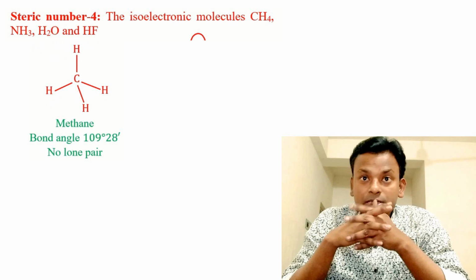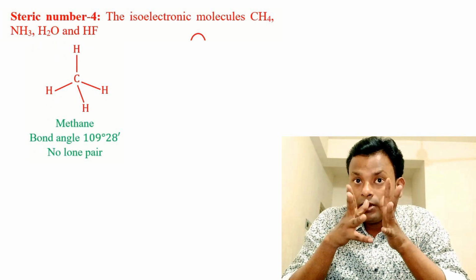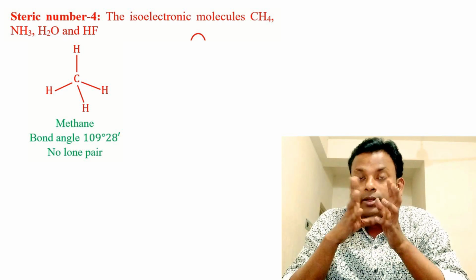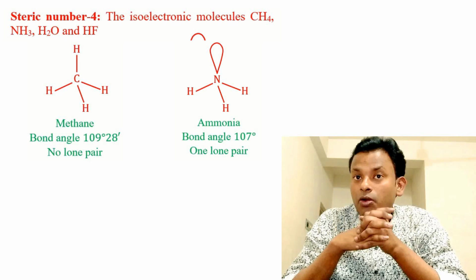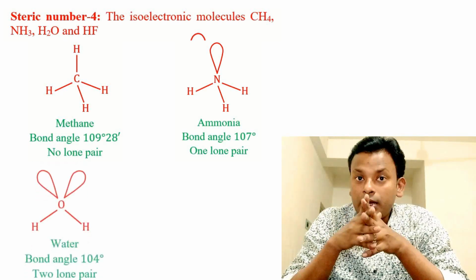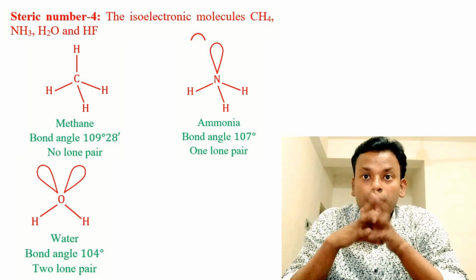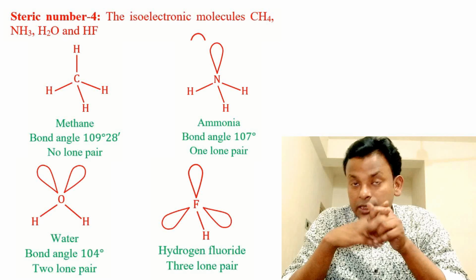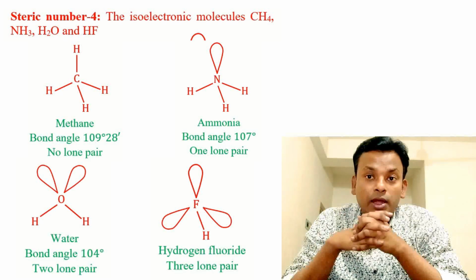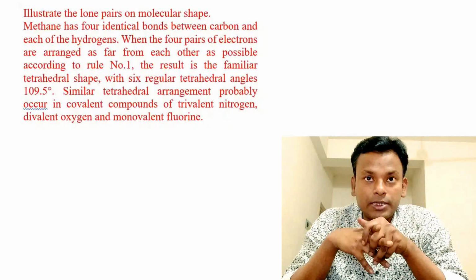The first one is methane, bond angle is 109 degrees 28 minutes, no lone pair. The second one is ammonia, bond angle is 107 degrees, one lone pair present. Water, bond angle 104 degrees, two lone pairs. And HF, hydrogen fluoride, three lone pairs are present. Illustrate the effect of lone pairs on molecular shape.